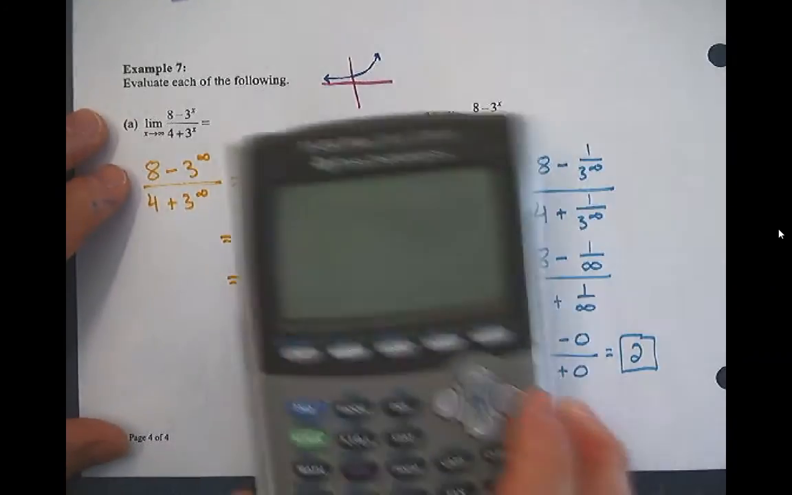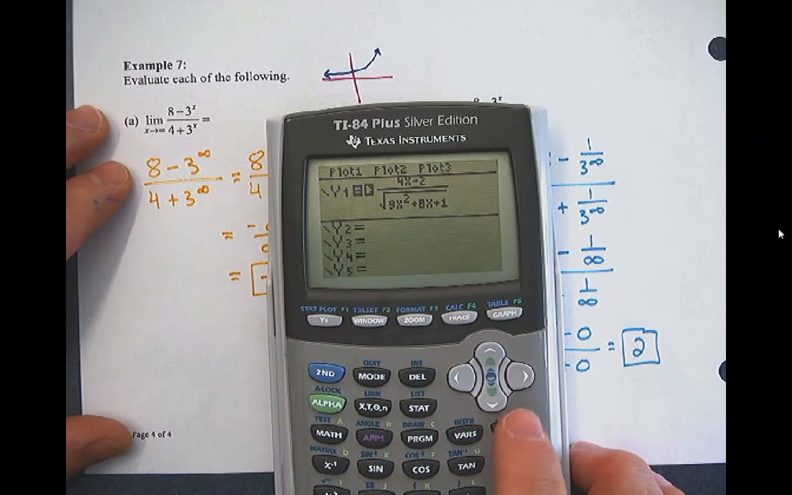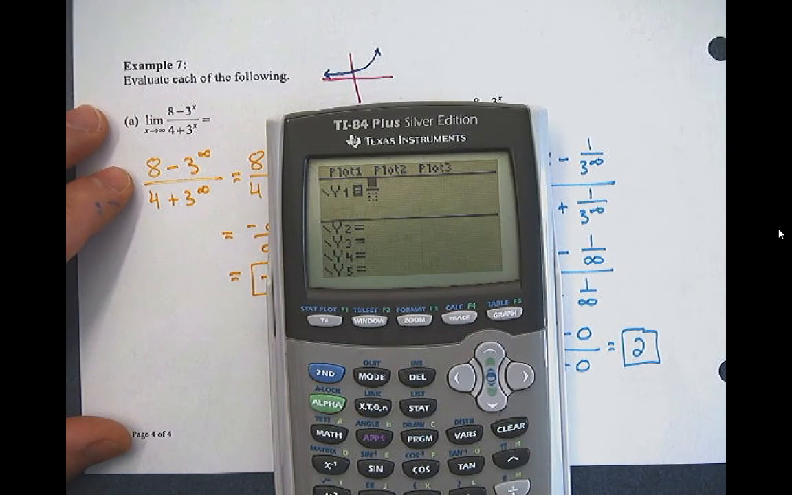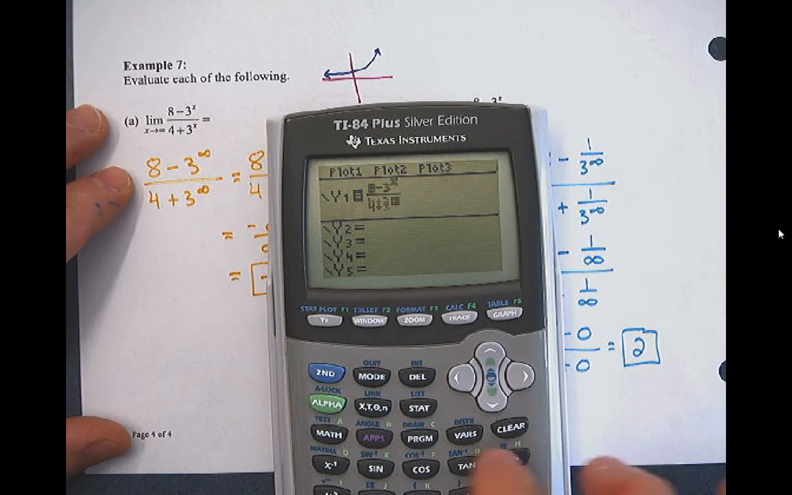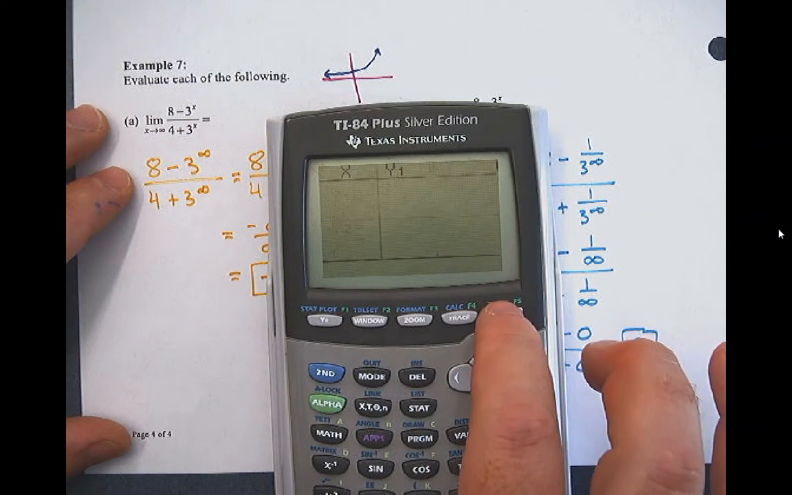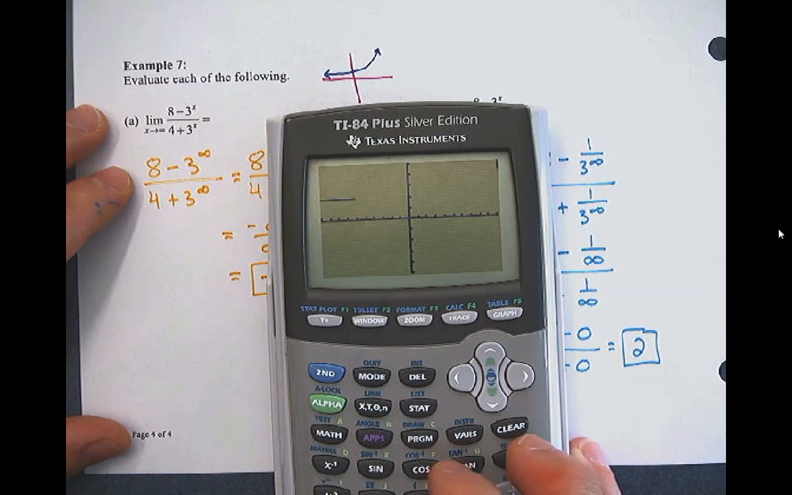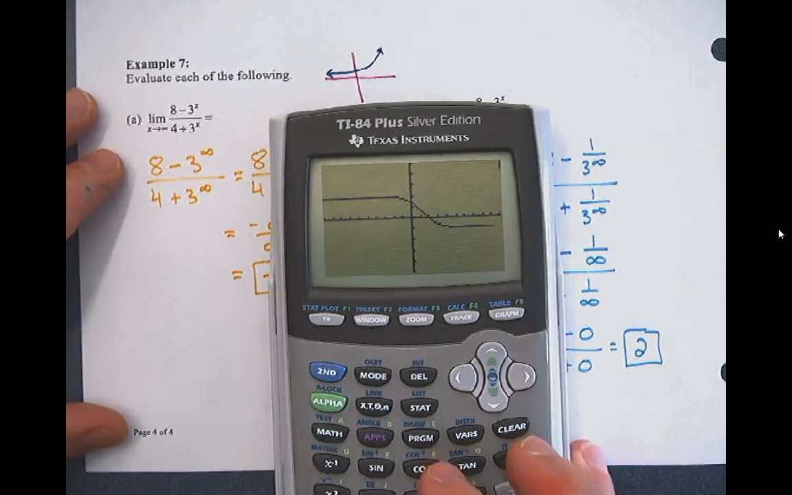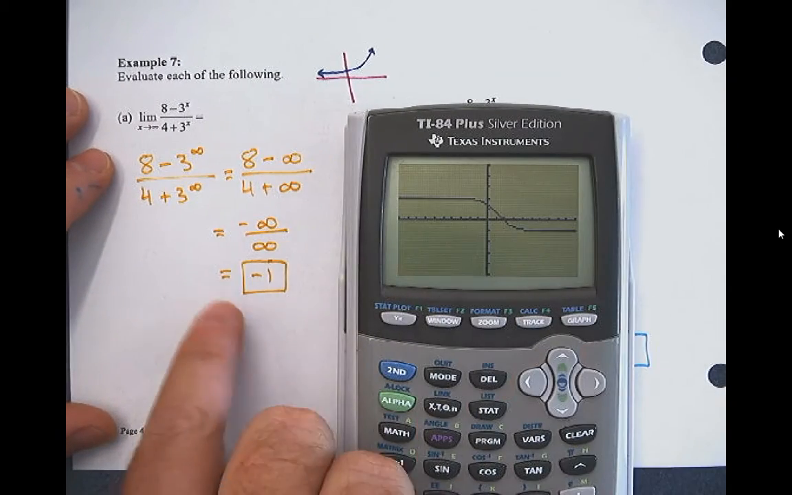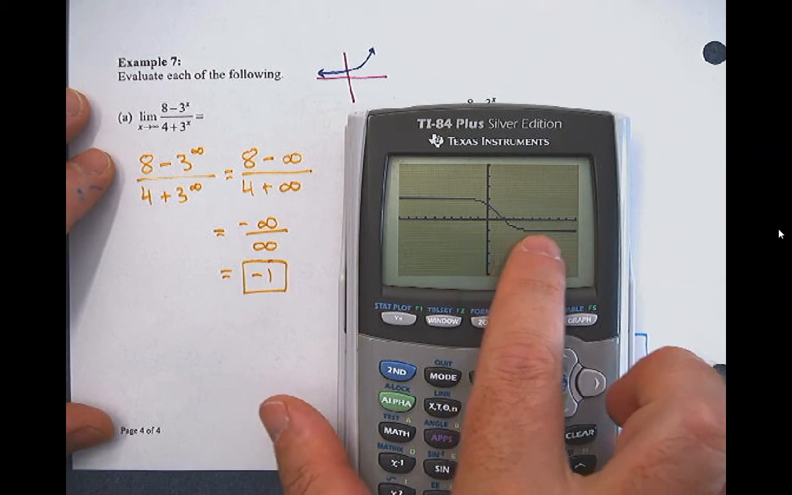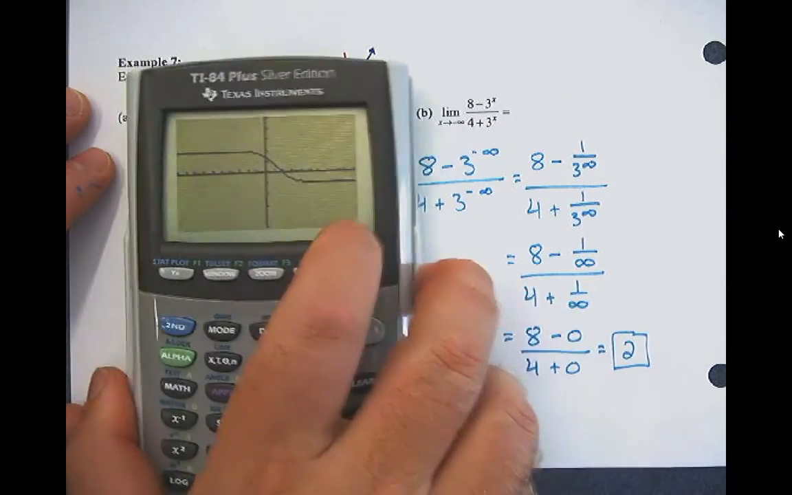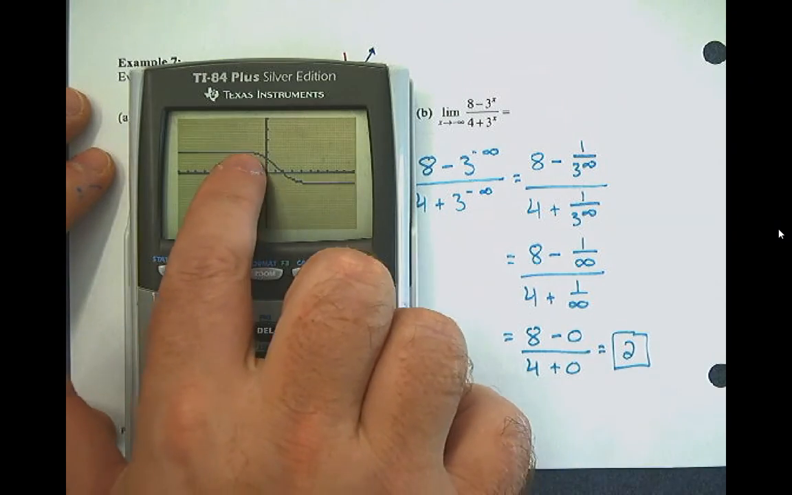And just to prove that I'm not crazy, here's my picture of 8 minus 3 to the x over 4 plus 3 to the x. As x heads towards positive infinity, my y values head towards negative 1. As x heads towards negative infinity, my y values approach 2.